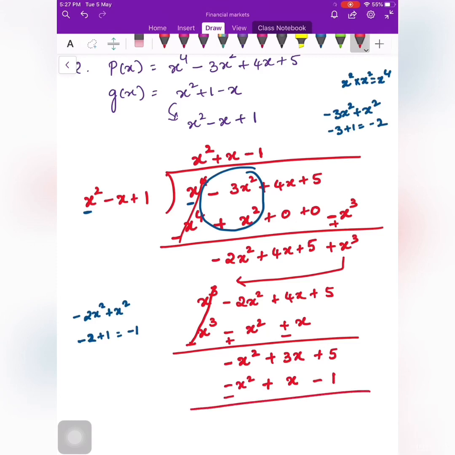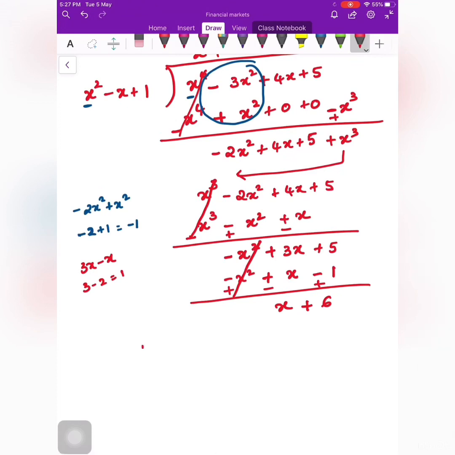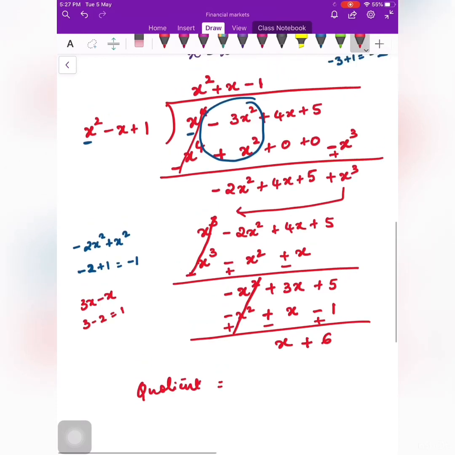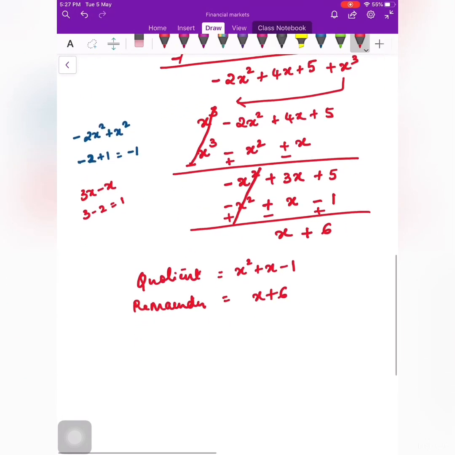So now change the sign, plus, this becomes minus, this becomes plus. So now this cancels out. So here 3x minus x, that's as simple as 3 minus 2, which is nothing but 1. 1 is nothing but x here, x. So here it's plus 6. Now you cannot reduce further, so the quotient equals x square plus x minus 1, and remainder will be equal to x plus 6, right? Hope everything is clear. So let's move on to the next question.